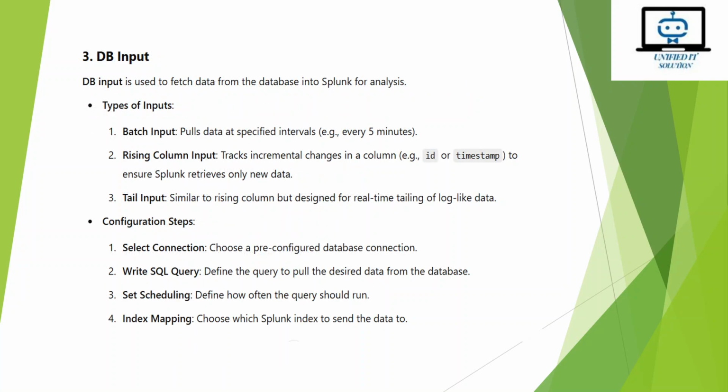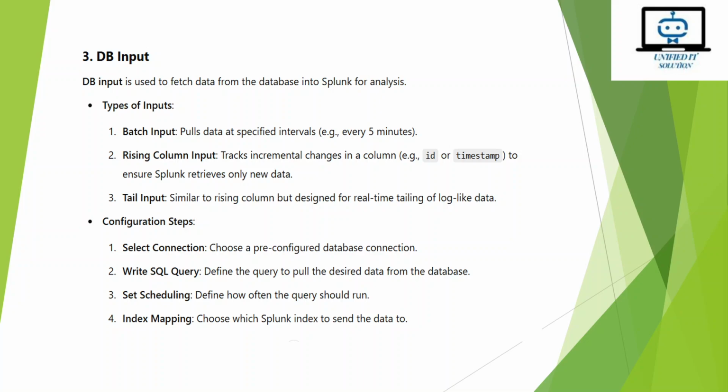Next and last one is the DB input. After the identity is created and the connection is established, using that connection we can set up the DB input. So what are the parameters of a DB input? A DB input is used to fetch data from the database into Splunk for analysis. Types of DB input: batch input pulls data at a specific interval, for example every 5 minutes. Rising column tracks incremental change in a column, for example ID or timestamp, to ensure Splunk retrieves only new data. Tail input is similar to rising column but designed for real-time tailing of log-like data.